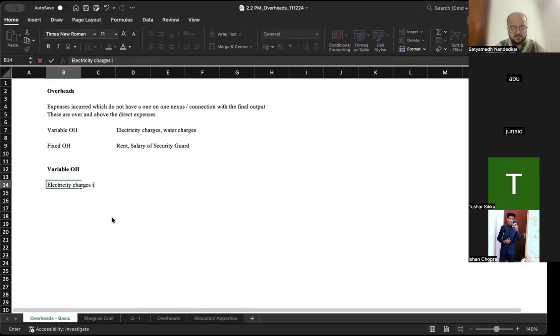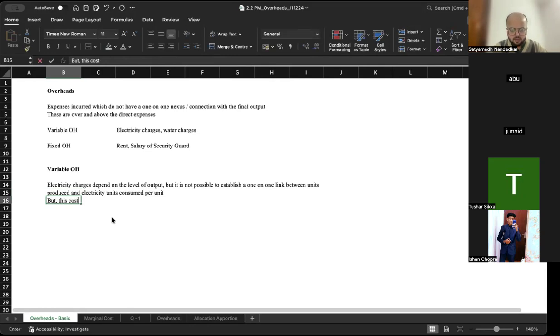Electricity charges depend on the level of output, but it is not possible to establish a one-on-one link between units produced and electricity units consumed per unit.